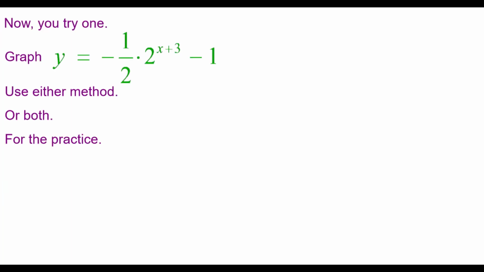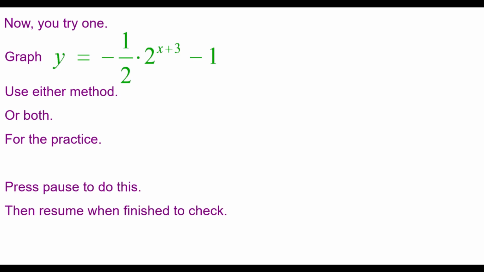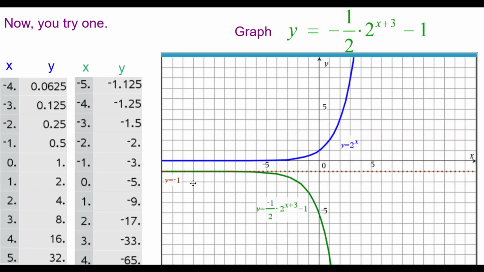Now you try one. Graph y equals the opposite, or negative 1/2 times 2 raised to the quantity of x plus 3 power minus 1. Use either method or both for the practice. And again, press pause to do this. Resume when you're finished to check your answer. And here's our answer in green, the graph, and also the table. And you can compare it to the parent function in blue.